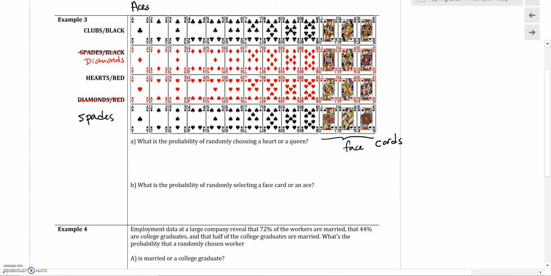Okay, so they say out of a deck, and by the way, in a deck there's 52 cards. Right? There's 4 suits. There's 13 for each suit. 52 cards total. What is the probability of randomly choosing a heart or a queen? The probability of pulling a card out at random and it being a heart or a queen.